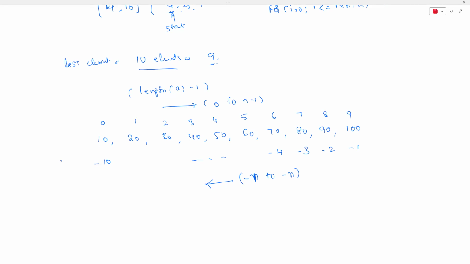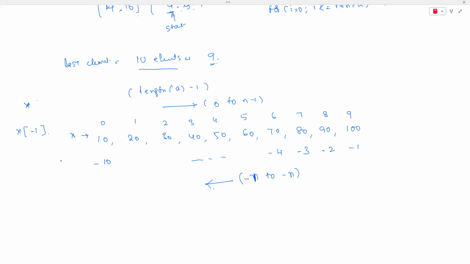How to get the last element? There is no confusion. If the list is X, whatever it may be, X or A, X of -1. No need to calculate the length, no need to do any minus 1. How many elements are there, 10 elements, 100 elements, it is X of -1. That means it gets you the last element. Whether there are 10 elements or 100 elements, X of -1 always gives you the last element only.